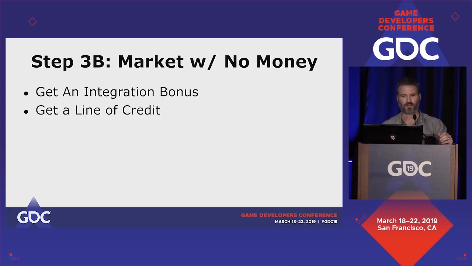So how do you market without any money? There are two ways to do it. In my experience, I've done them both. The first one is you can get an integration bonus. This can be anywhere from $5,000 to $20,000 from an ad partner.